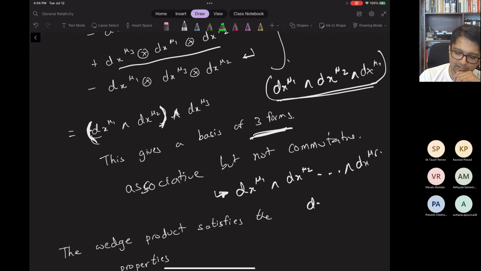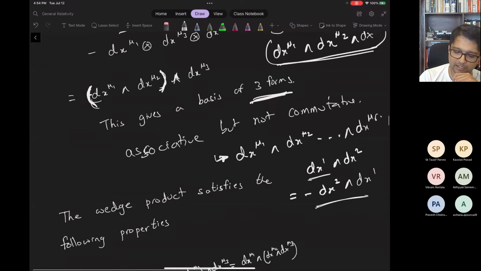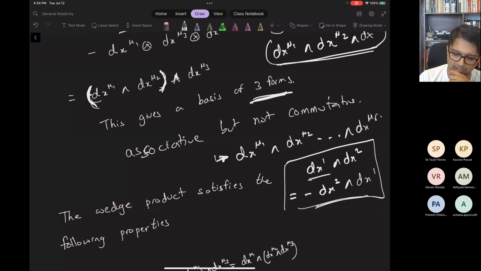For example, we've already seen that dx1 wedge dx2 is the same as minus dx2 wedge dx1. So these are not linearly independent basis 2-forms. We want to count the number of linearly independent basis r-forms, and we'll see how to do that counting in a moment.